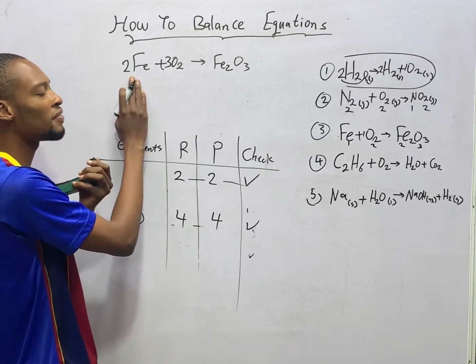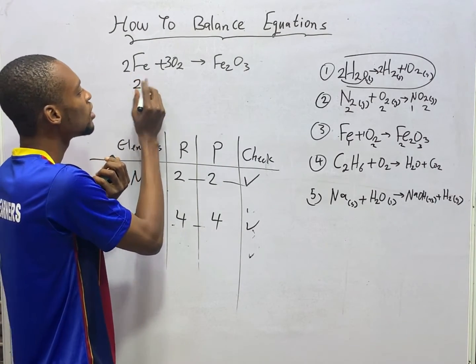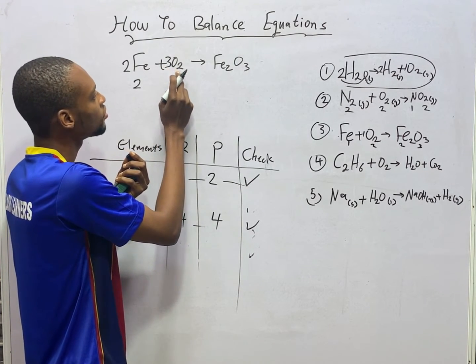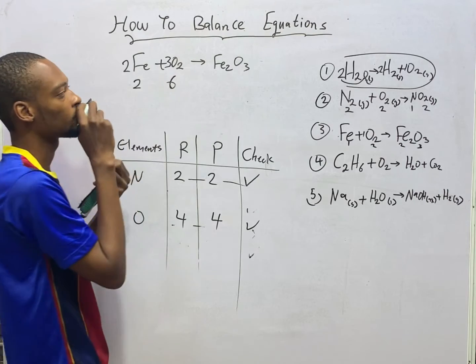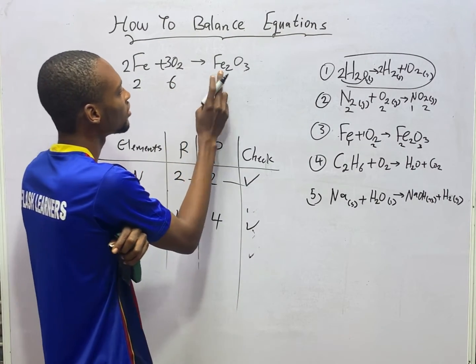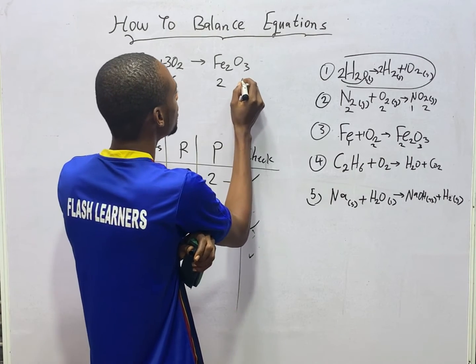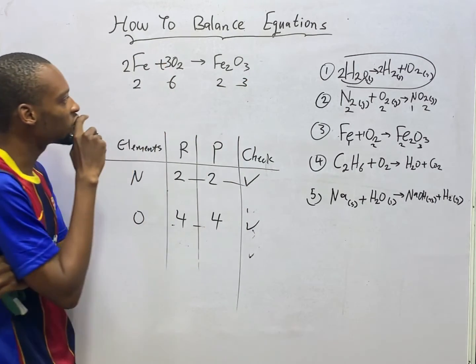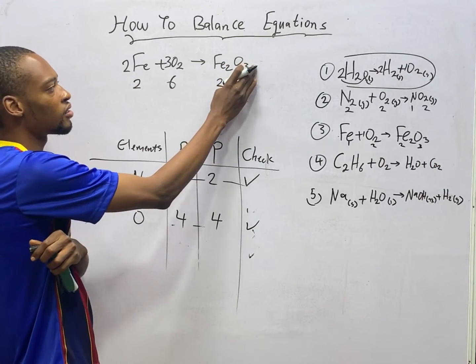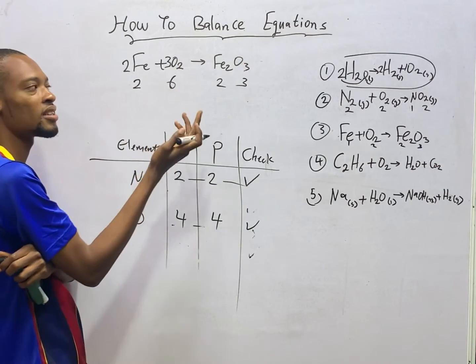How many iron do we have in the reacting side? 2. How many oxygen? 3 times 2, 6. How many iron do we have in the product side? 2. And oxygen is 3. So this means we need to also adjust this one, because we can't make here 3.